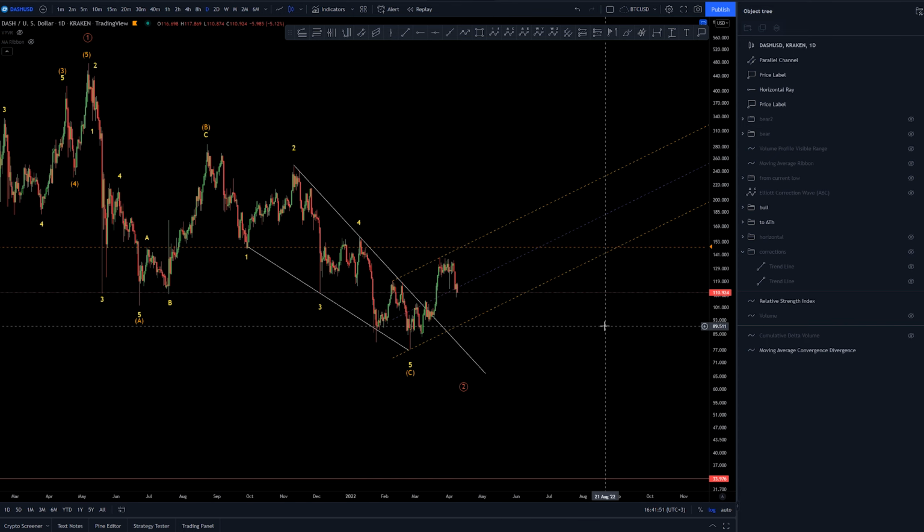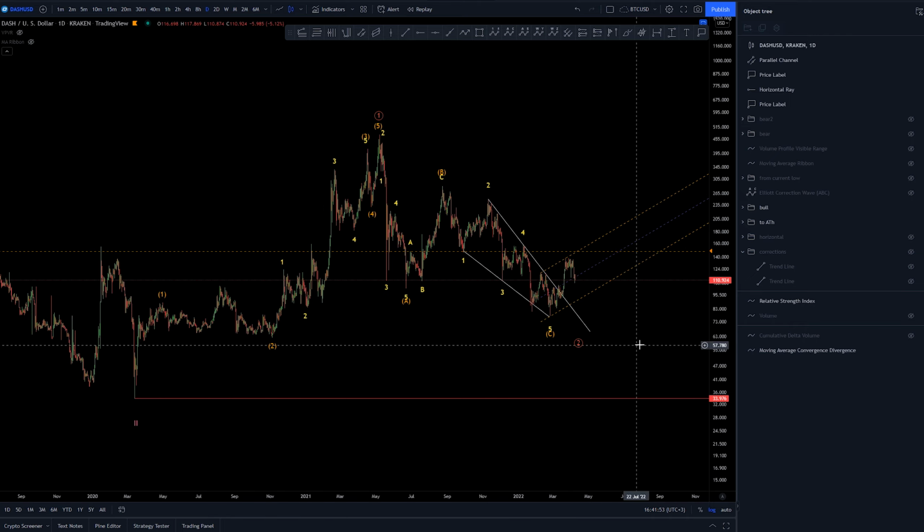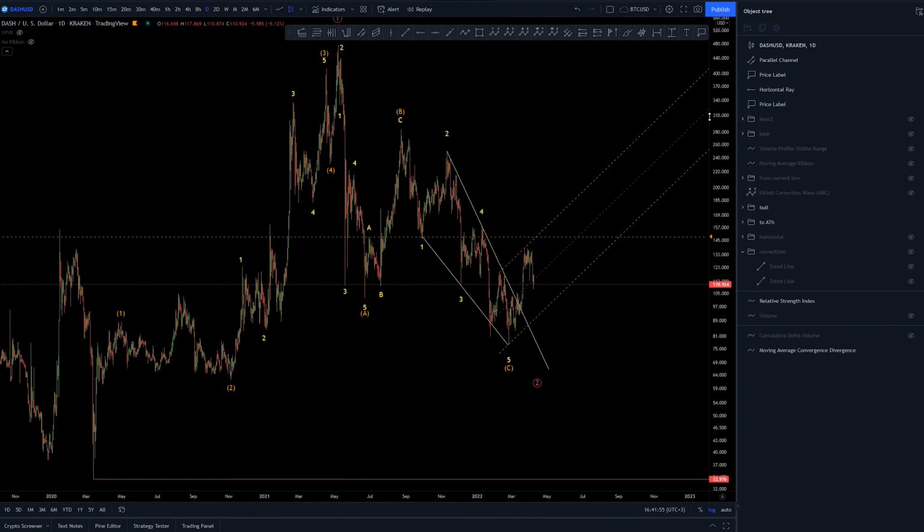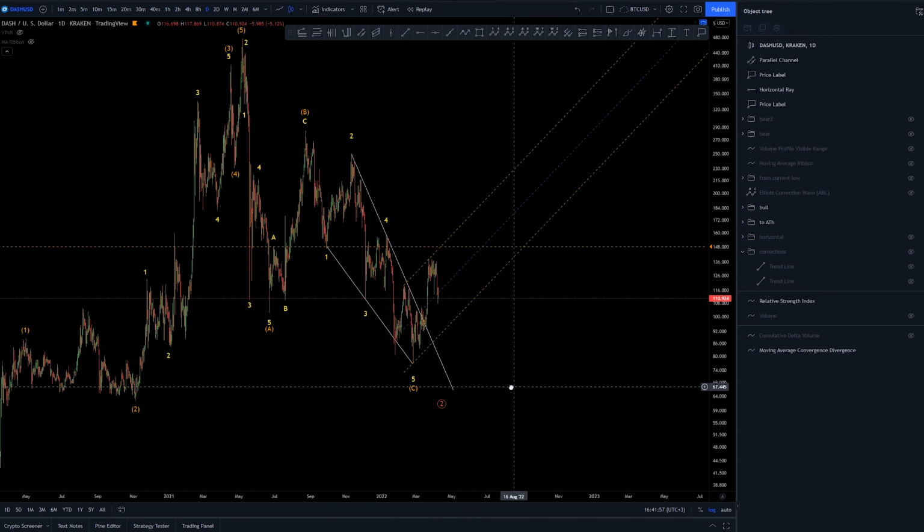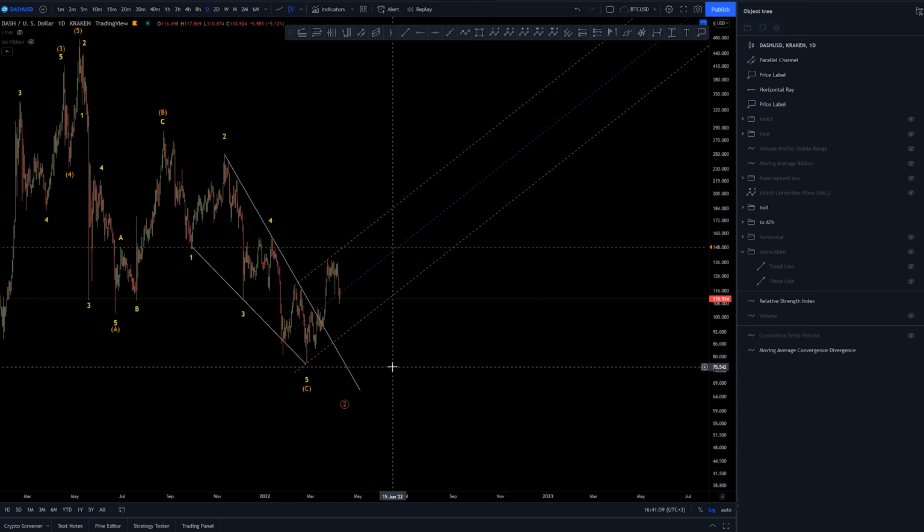But yeah, those are the outlooks. I'm interested in one at the moment, if this breaks again or if we are heading lower.